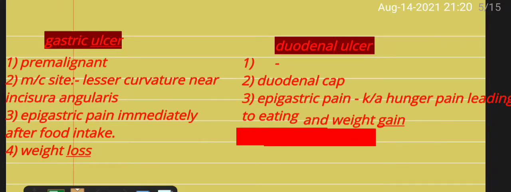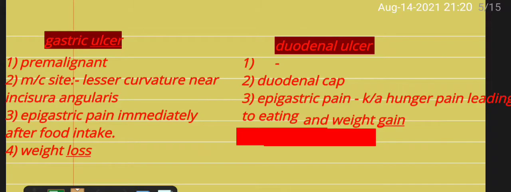Now the difference between gastric and duodenal ulcers. Gastric ulcer is most commonly associated with blood group A. Its most common site is the lesser curvature near the incisura angularis, and epigastric pain is present immediately after food intake. So the patient will restrict eating food because of this pain. So weight loss is present in this condition, and it is pre-malignant.